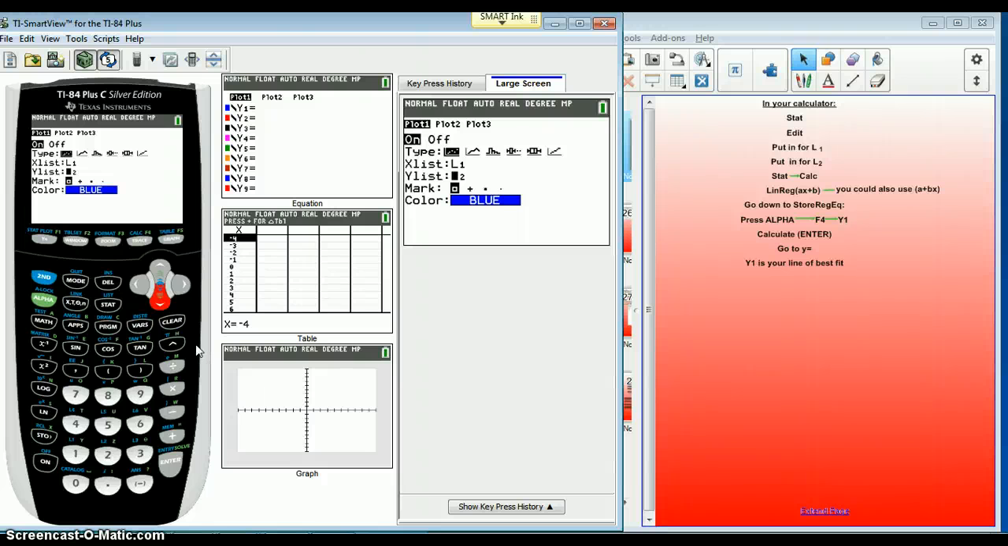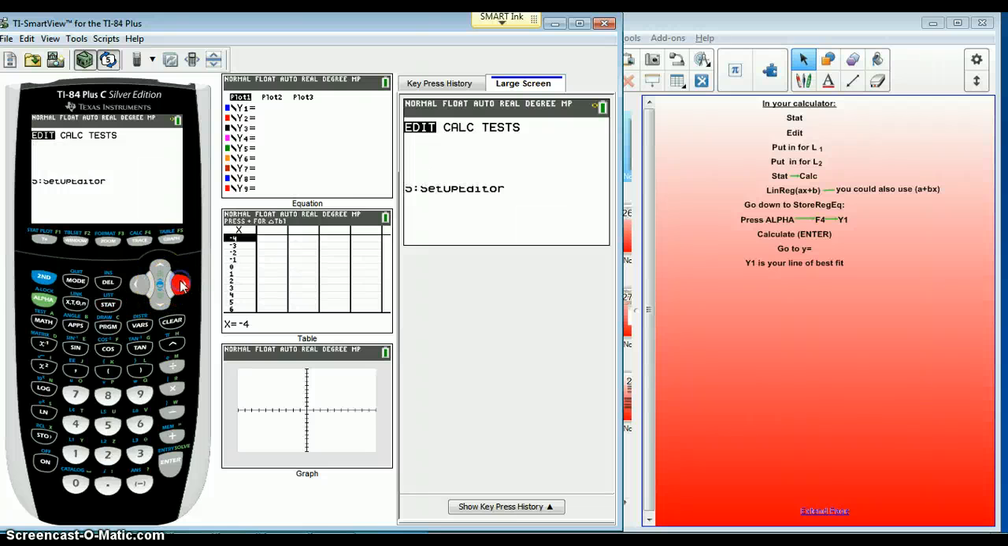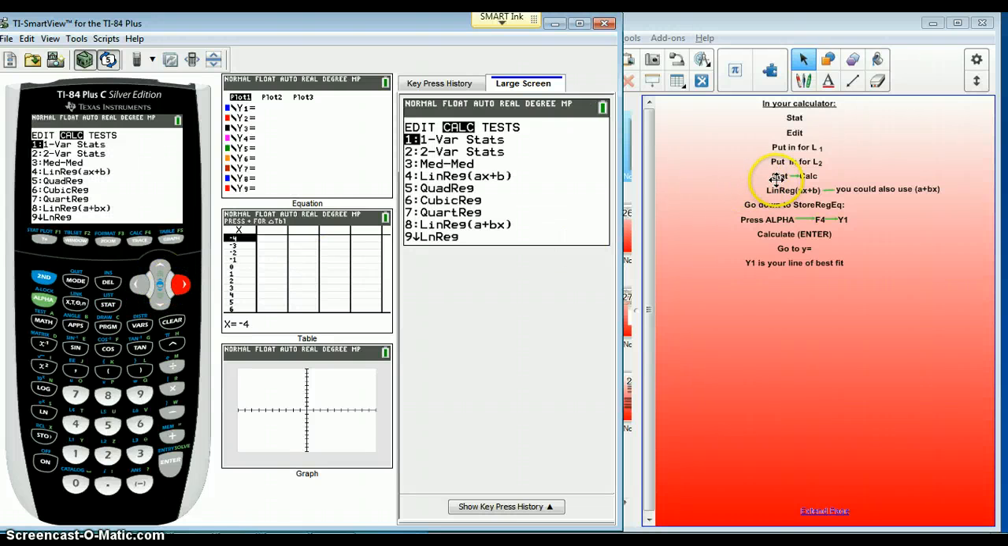Now that that's done, we're going to graph and figure out what the line of best fit is for this scatter plot. The trend line, the regression line, all of these words mean the same thing. So we're going to press Stat. You're going to go over to Calc. You can see the steps here as well. Go down to Linear Regression, ax plus b. You can also use this one, but we're going to use it in this form because we want it to be slope times x plus y-intercept. So down to number 4.